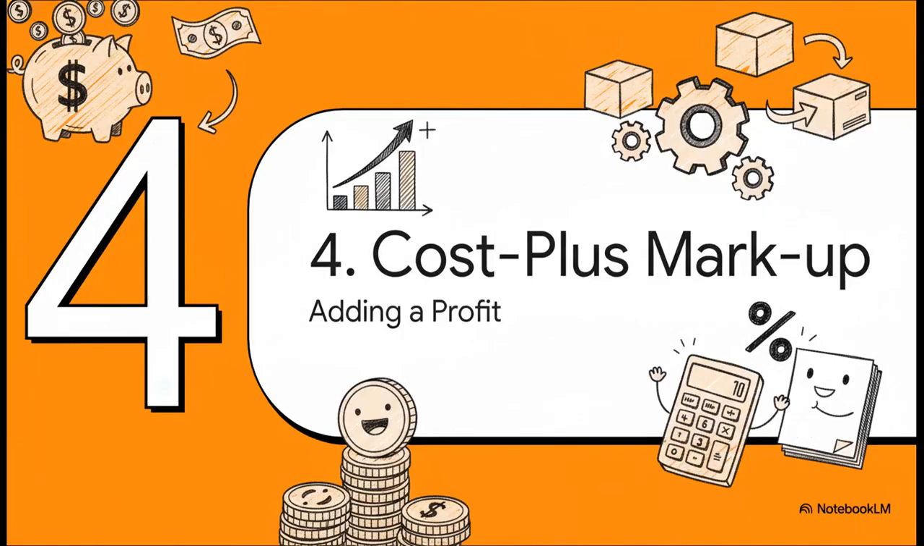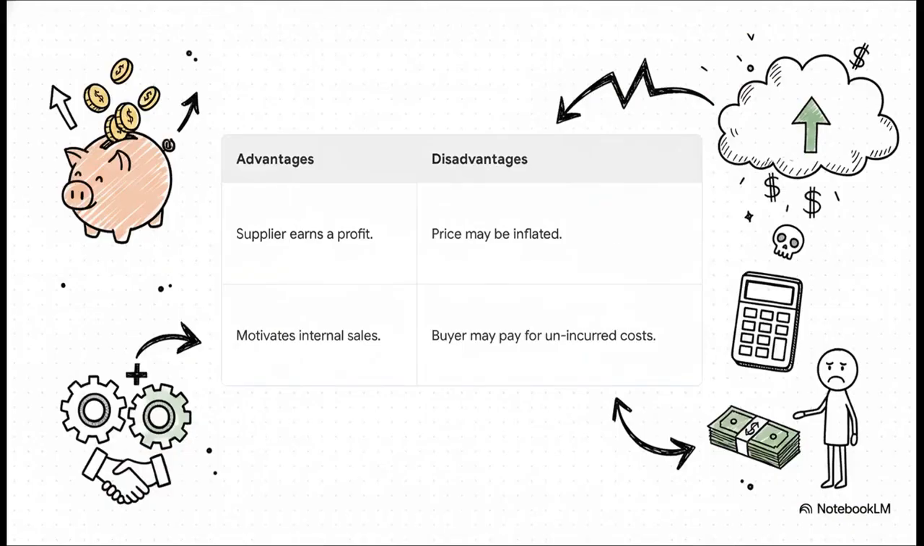So now we get to a method that finally tries to solve that motivation problem head-on. It's time to let the supplying division actually make some profit from its internal sales. Adding a markup definitely solves the supplier's motivation problem, but it creates a brand new issue around fairness and accuracy. Think about it. If the supplier's full cost includes their own marketing and distribution expenses, the buying division is essentially paying for services it never even received on an internal transfer. That's not fair.